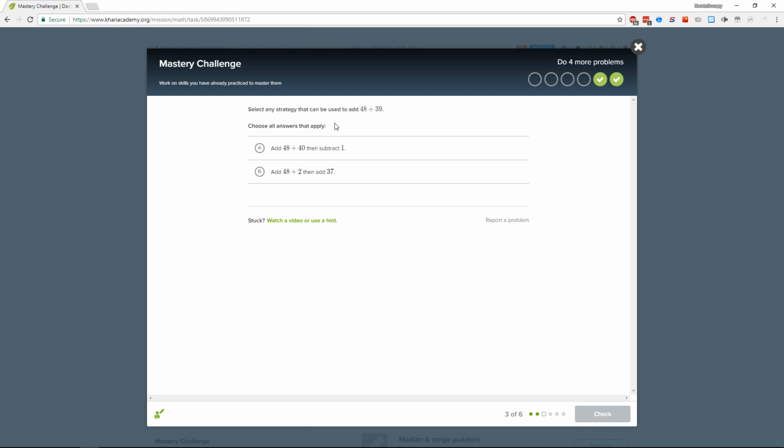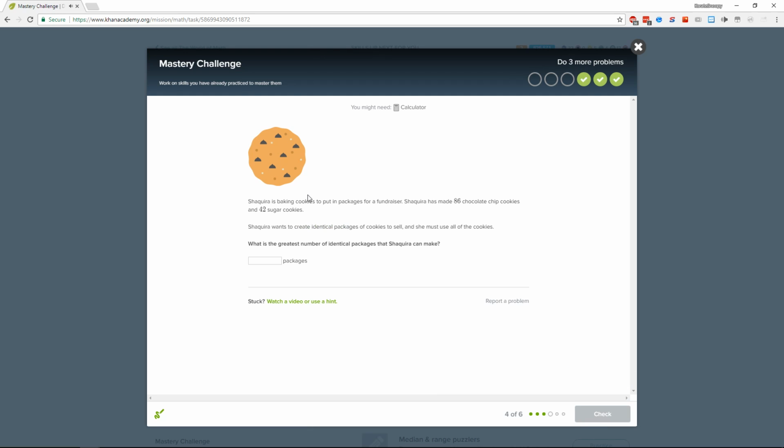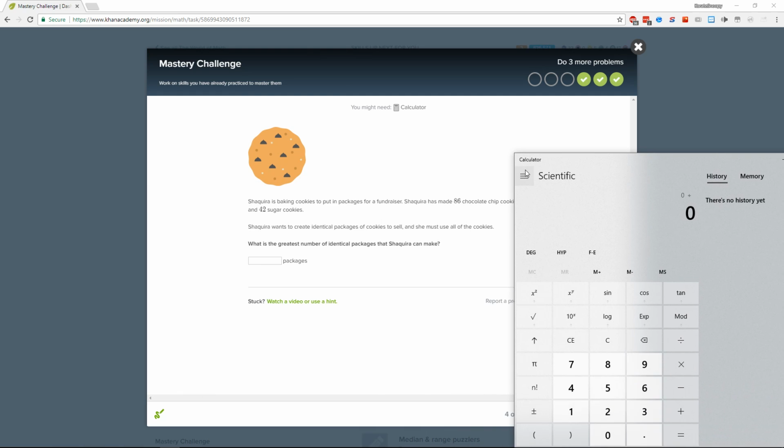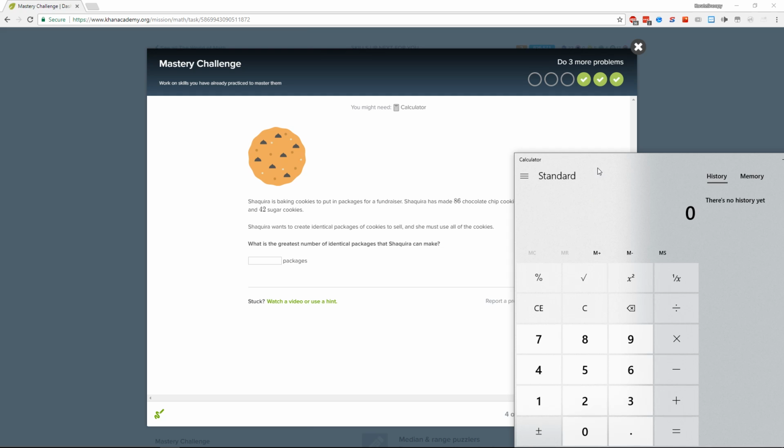Select any strategy that can be used to add. Yeah, like that one. Add and then add. Yeah, I like that one too. Might need a calculator. Calculator right here. Alright, let's see. I should just put this in standard, huh?